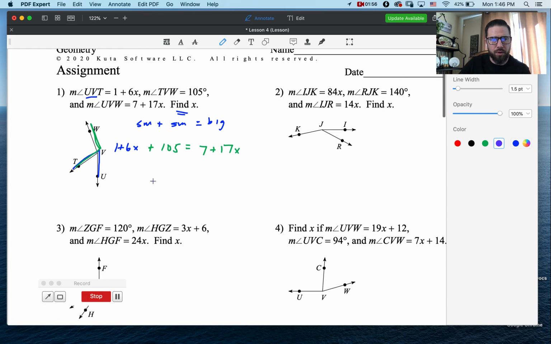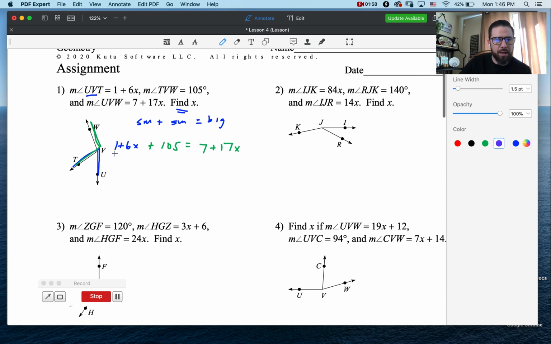We have a big equation here, so let's work through it. Let's combine like terms. I've got 1 and 105, which is 106. So I've got 6x plus 106 equals 7 plus 17x. Now, from first semester, I told you that whenever we have variables on both sides of the equation, see how we have a 6x on the left and a 17x on the right, we always subtract the smaller variable. So we're actually going to move the smaller variable to the other side. We're going to subtract 6x, we're going to subtract 6x.